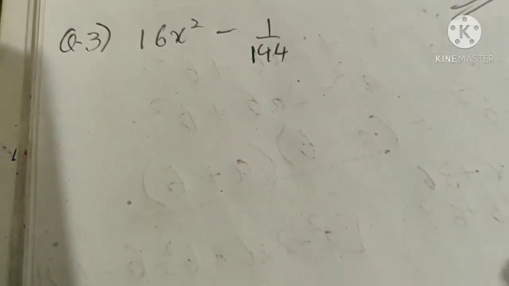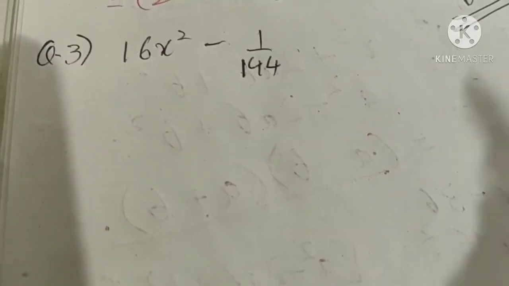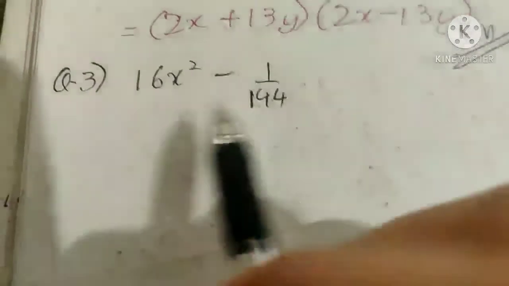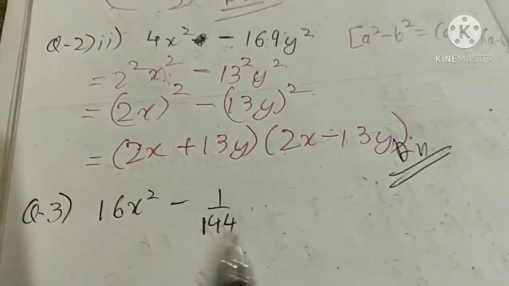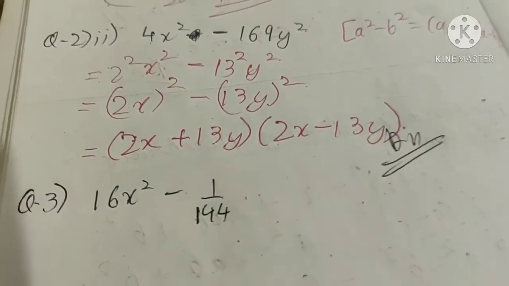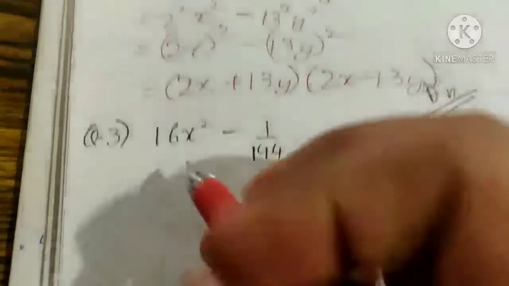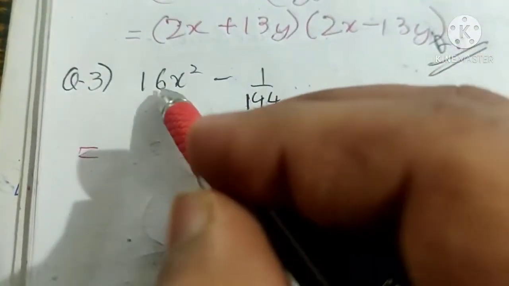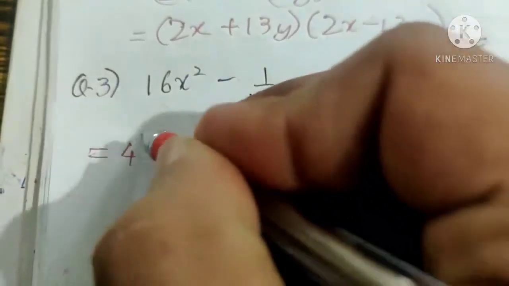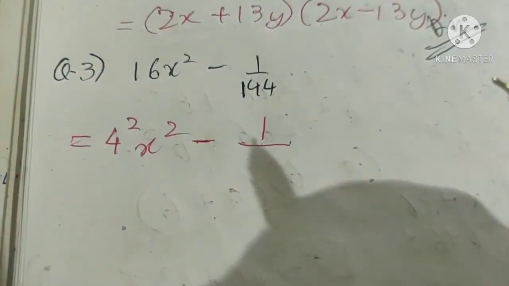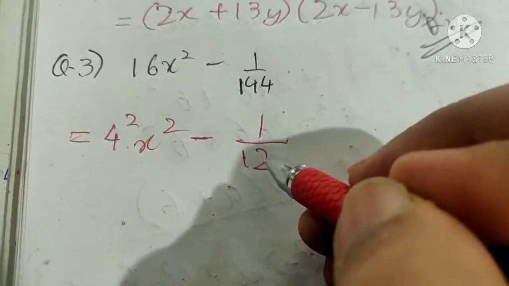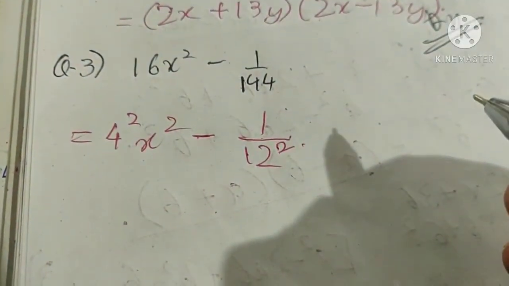So seeing the next question here, our next question is 16x square minus 1 upon 144. So we will again check there are two terms and two terms were used in the identity a square minus b square. So we will check whether the two terms present here are in the form of whole square or not. So for checking it, we will see this 16 is in the form of 4 to the power 2 and x is written as x to the power 2 itself, minus 1 by 144. 144 is 12 to the power 2.